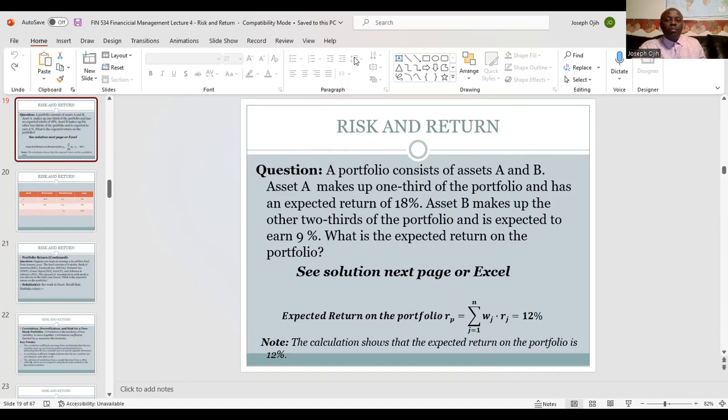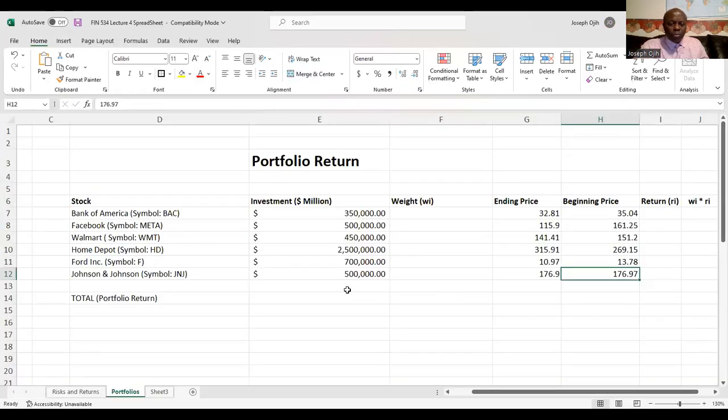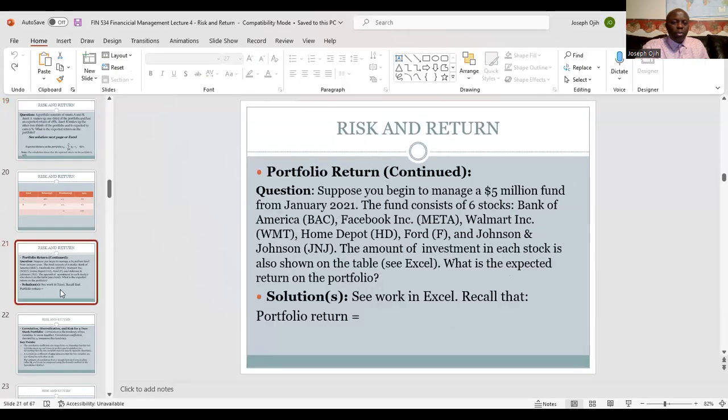Which means that to do this, we need to find the weight of each of them. To find the weight, we need to find the total amount. Remember, this is the $5 million portfolio. According to the question, you have to manage a $5 million fund, and these are where you invested that money.